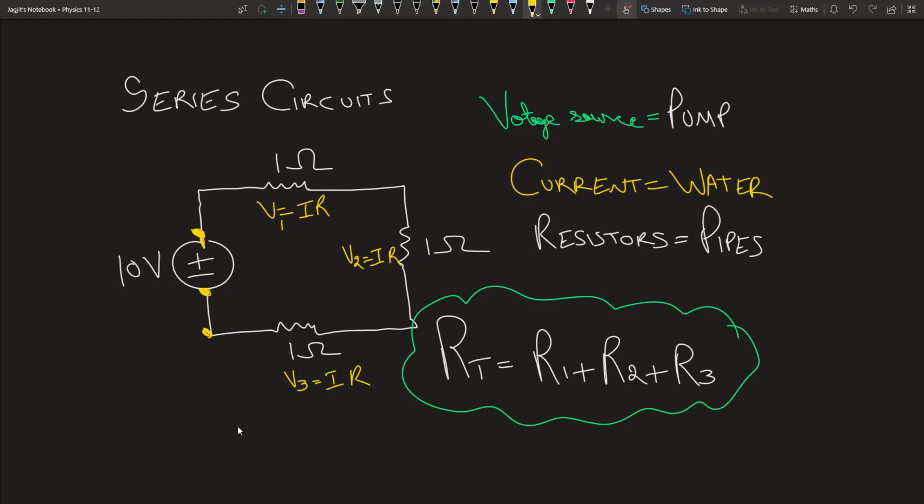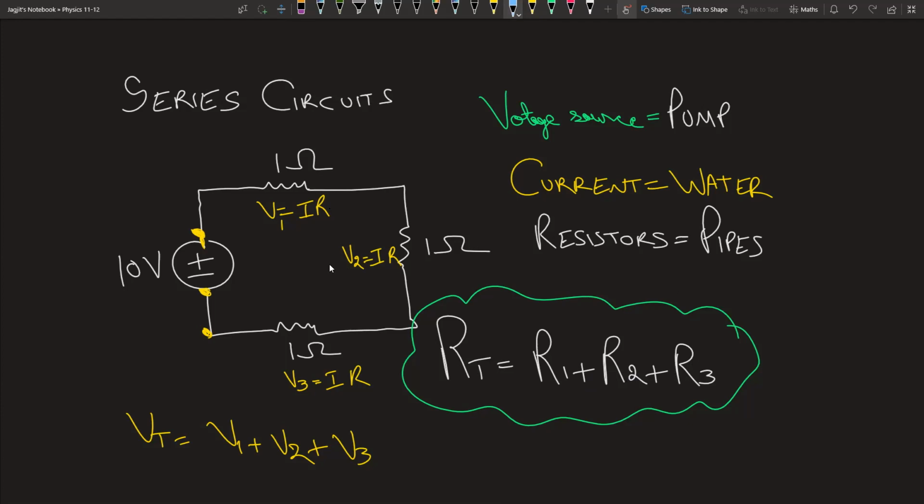Now, there's another interesting thing. If you sum up all the voltage drops, it will be equal to the total voltage. So the total voltage will be the voltage drop on resistor 1 plus the voltage drop on resistor 2 plus the voltage drop on resistor 3. Whatever drops here, whatever drops here, whatever drops here, if you add them up, it should be equal to 10. These are the characteristics of a series circuit. Remember that. The main thing to know is that in a series circuit, your total resistance is R1 plus R2 plus R3.